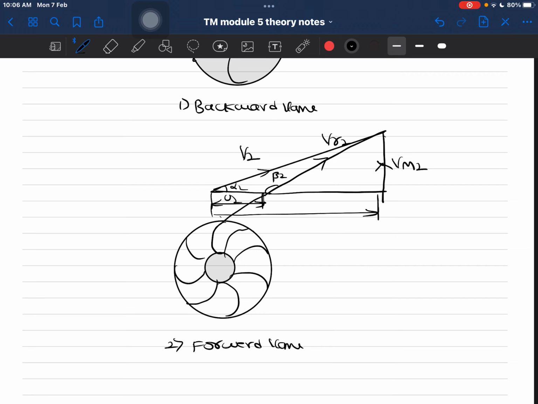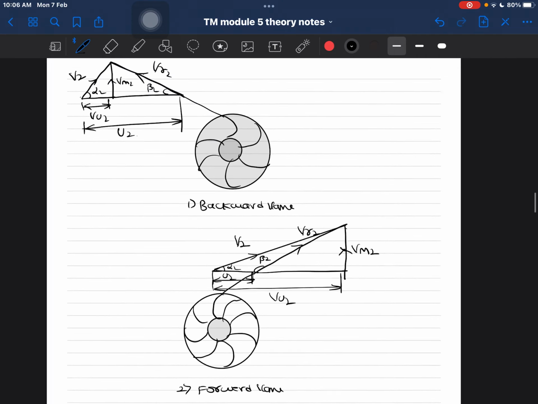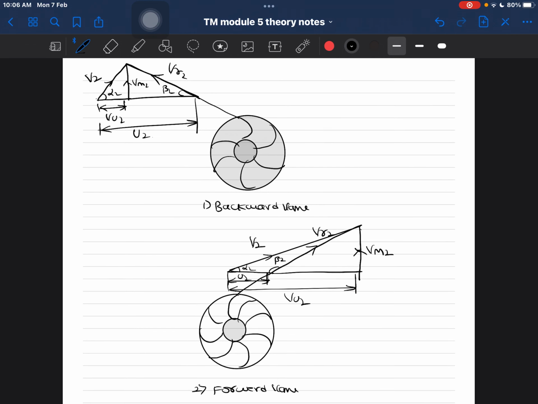So this becomes your velocity triangle in case of a forward vane. What is the difference you can observe? In case of a backward vane, it is an isosceles triangle. In case of a forward vane, it becomes something similar to an equilateral triangle. So this you have to remember.